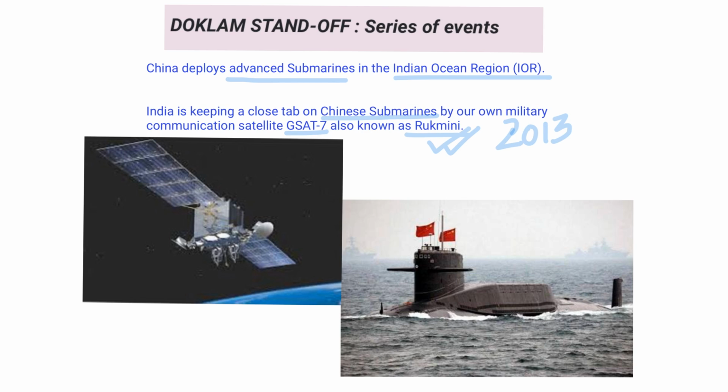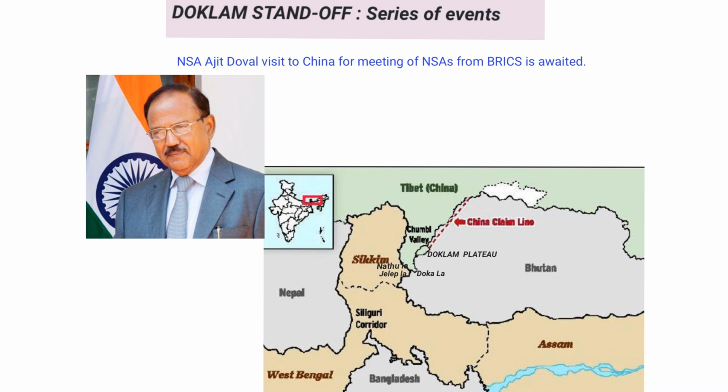So the current military standoff has worsened over the days. Now on July 26, our National Security Advisor Ajit Doval is scheduled to visit China for a meeting of NSAs from BRICS. And it's just hoped that the tension between India and China could be resolved by this meeting.